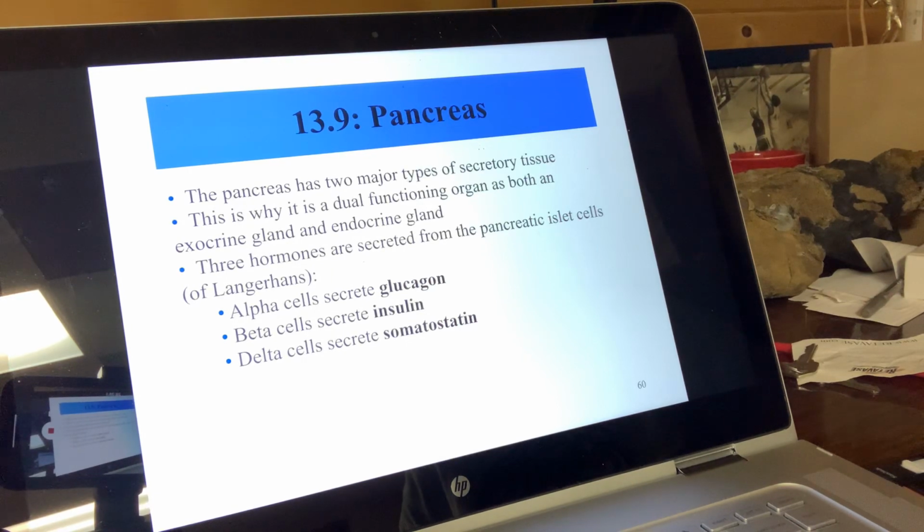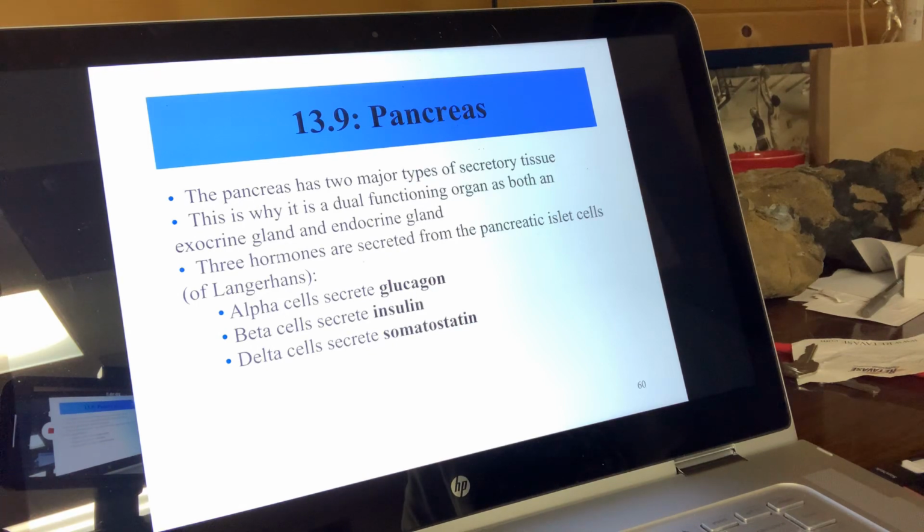The pancreas. The pancreas is an organ that sits in the abdominal cavity, and it functions as both an exocrine and an endocrine gland. When we talked about the digestive system, we talked about the exocrine pancreas. We talked about that part of the pancreas producing pancreatic juice and bicarbonate and excreting that through a duct into the duodenum, the first part of the small intestine. But the pancreas also has an endocrine gland function where it produces 3 hormones from structures within the pancreas called the pancreatic islet cells, or the islets of Langerhans.